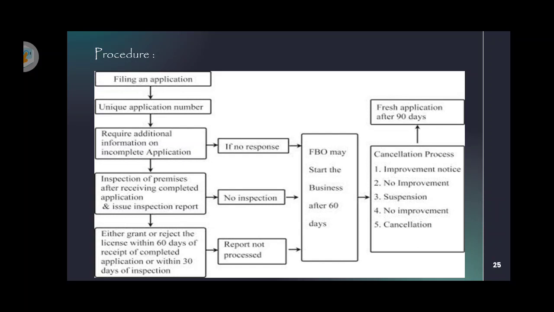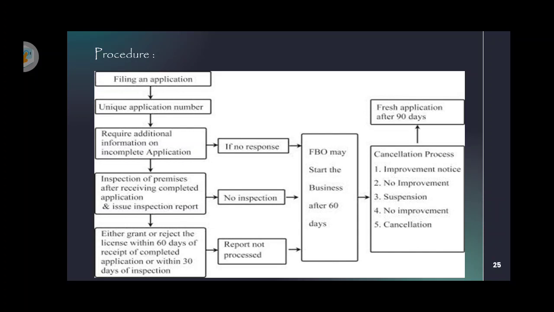This is the procedure, which includes filling an application, getting a unique application number, then providing additional information on an incomplete application, inspection of the premises after receiving the complete application, and issue of the inspection report. Either grant or reject the license within 60 days of receipt of the completed application, or within 30 days of inspection. If the report is not processed, the FBO may start business after 60 days, but it has to make a fresh application. The cancellation process includes improvement notice, no improvement, suspension, no improvement, and cancellation. And if you go through that, then you have to apply with a fresh application after 90 days.